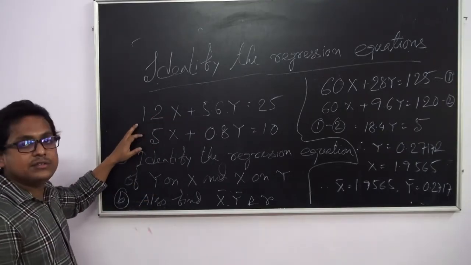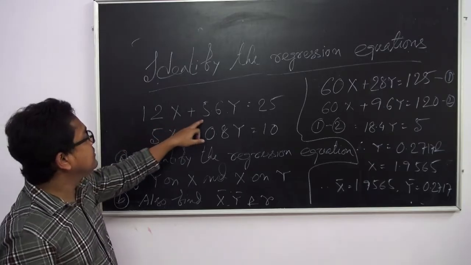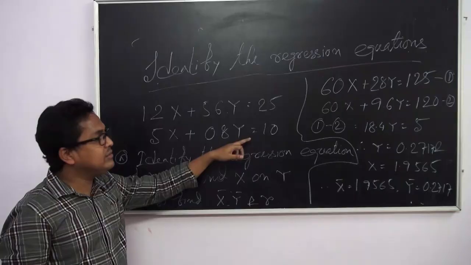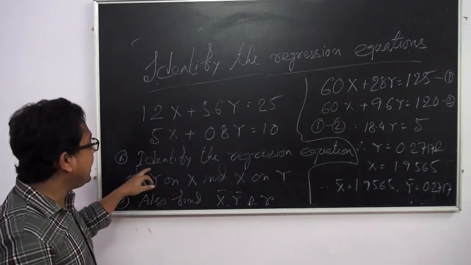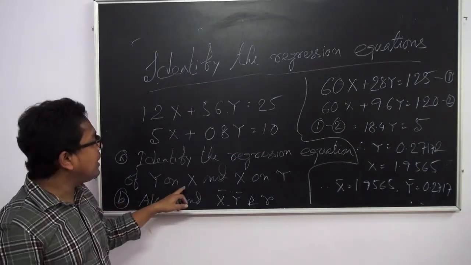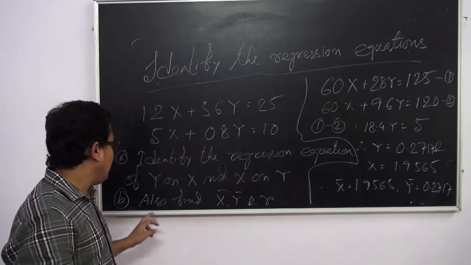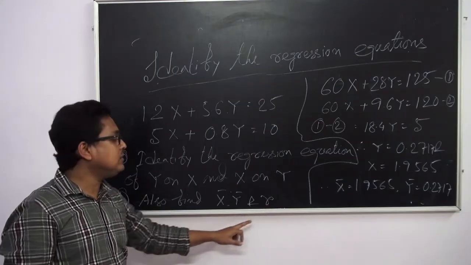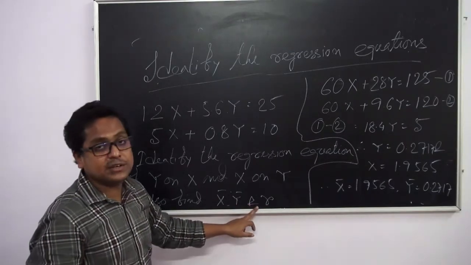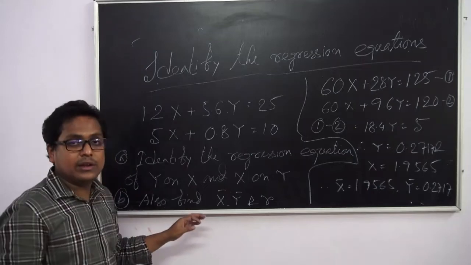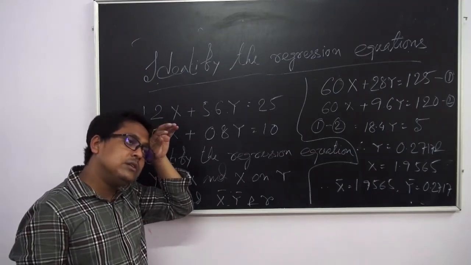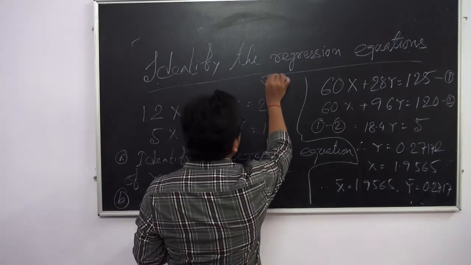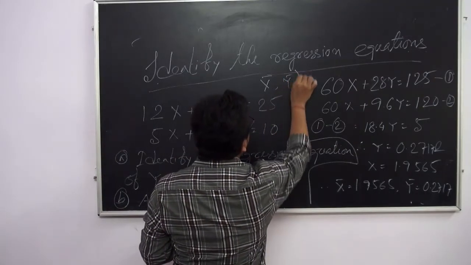Suppose two equations are there. One is 12x plus 5.6y is equal to 25. Another one is 5x plus 0.8y is equal to 10. The question is to identify the regression equations of y on x and x on y. Also find x bar, y bar and r, the correlation coefficient. We know that the regression equations pass through the x bar and y bar point.